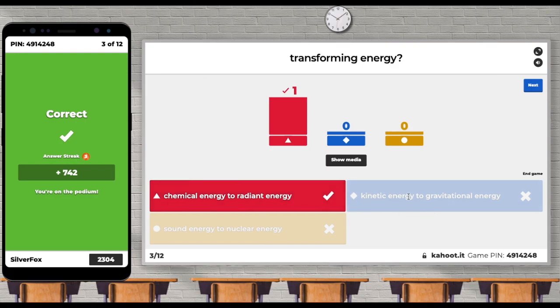Remember, kinetic energy is movement, and gravitational energy is just being above the ground. Here the fire was on the ground, so it's not creating more gravitational energy. Then here, sound and nuclear energy, it's very, very hard to produce nuclear energy. The only thing that really produces nuclear energy are things like supernovas of stars.